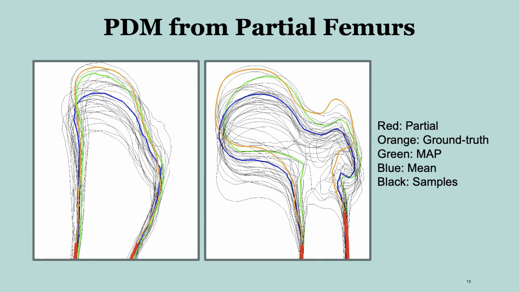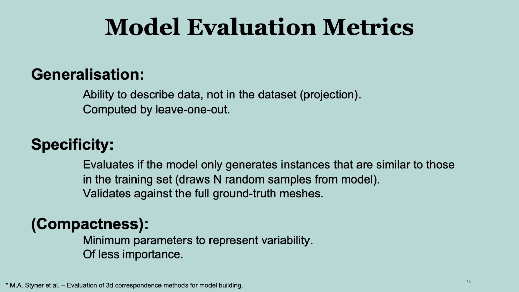So here we have an example of a target mesh in red. We can then compare how the mean and the maximum a posteriori solutions compare to the ground truth shape, which is shown in orange. And we also see how the random samples in black nicely explain the ground truth shape.